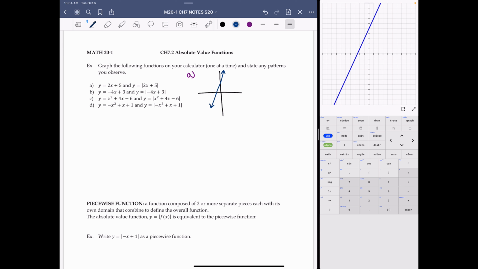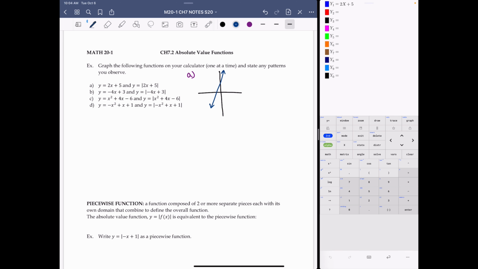Now let's go back to our y equals and enter the absolute value of 2x plus 5. To get absolute value, we do math, we go over to num, and then we push number 1. For the Casio calculator, to get absolute value, you push option, then you push F5, and then you push F1. So inside the absolute value, we are entering 2x plus 5.